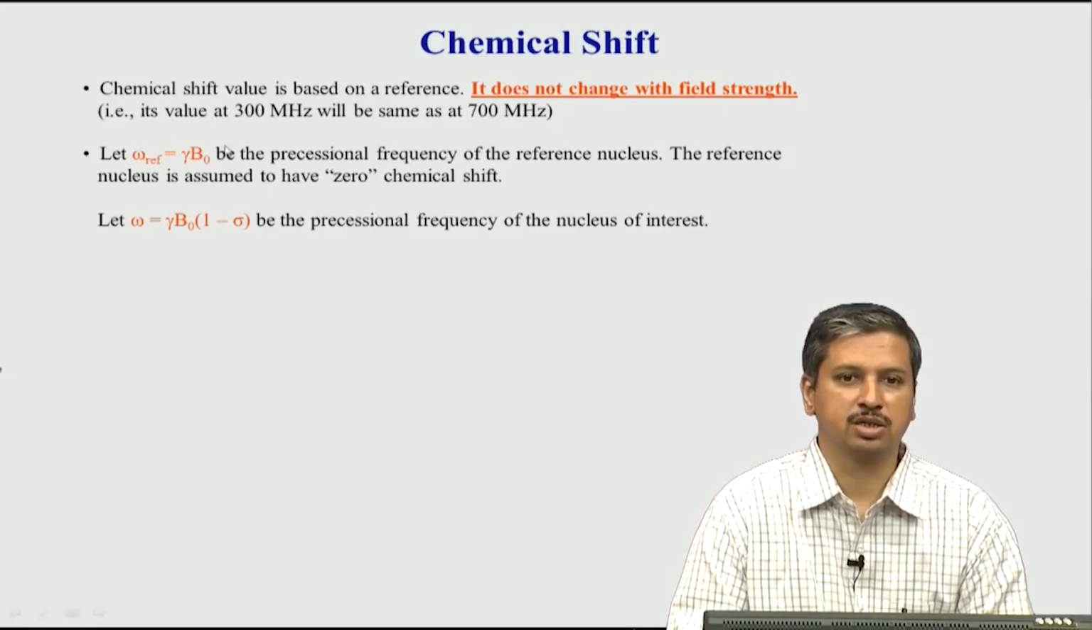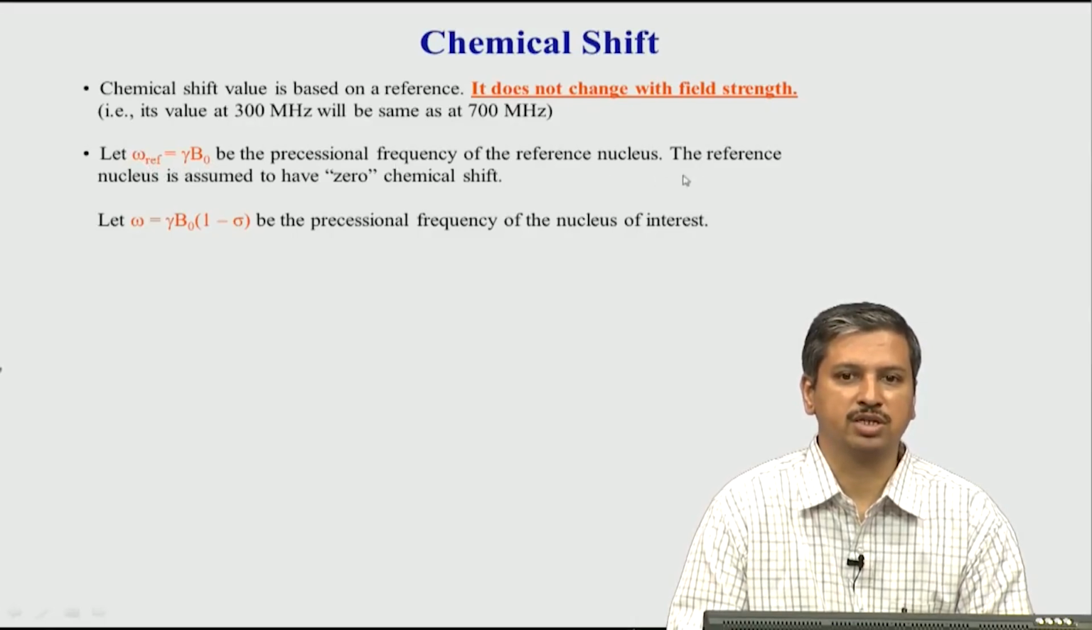Now look at this equation here, this is a standard NMR equation which says that omega is equal to gamma B 0. Suppose we have a reference molecule, let us not look at what molecules can be used for reference, but suppose you have some hypothetical molecule which we call a reference, and that particular molecule will have a peak which has an omega frequency, or precessional frequency, and that is related to this.